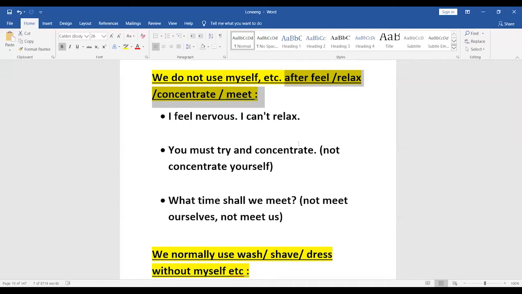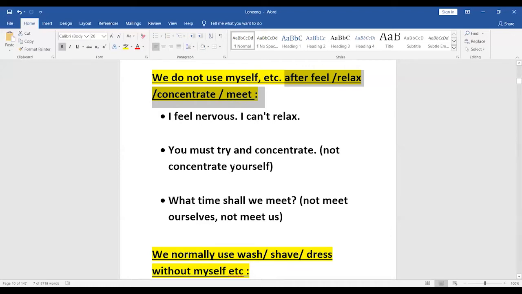All right. The third example is, what time shall we meet? Two people are meeting, let's say, for example, and they're going to have another meeting, and they're asking, okay, so what time are we going to meet again? So you cannot say, what time shall we meet ourselves? That is absolutely wrong. You will simply say, what time shall we meet?